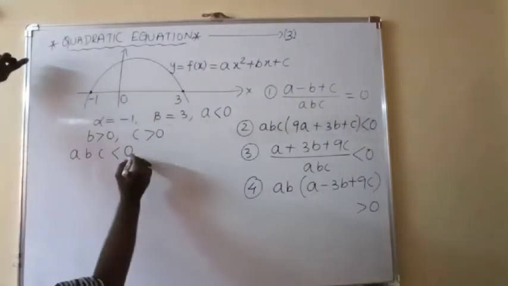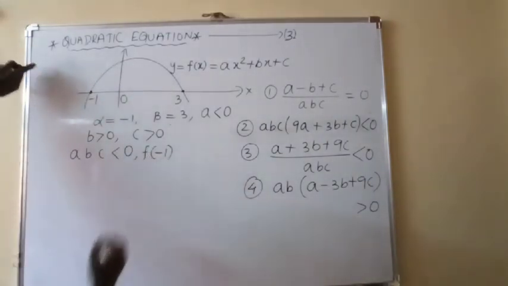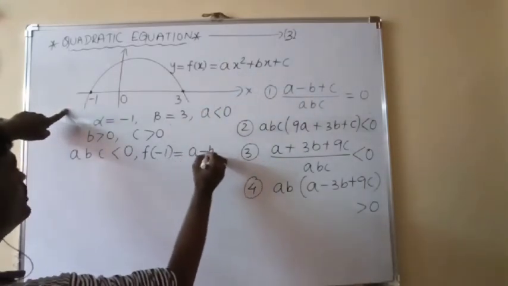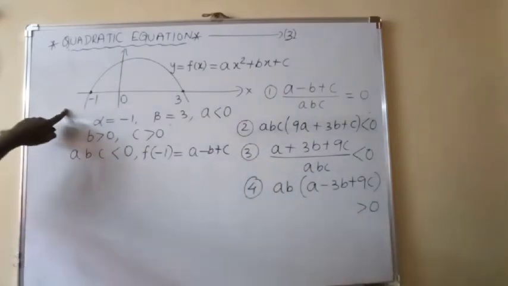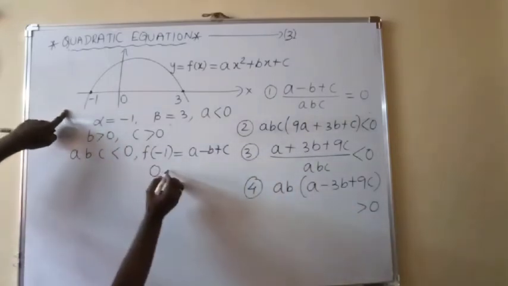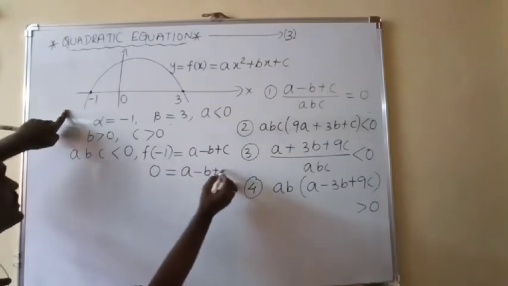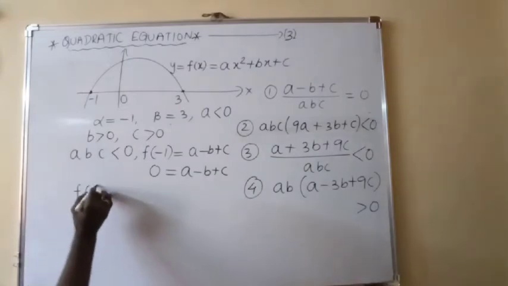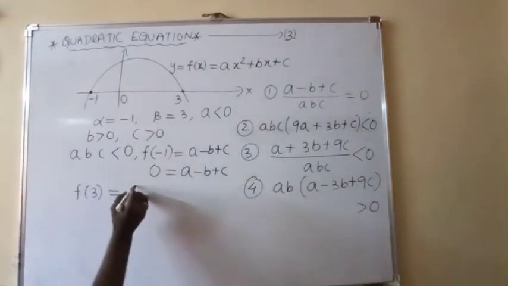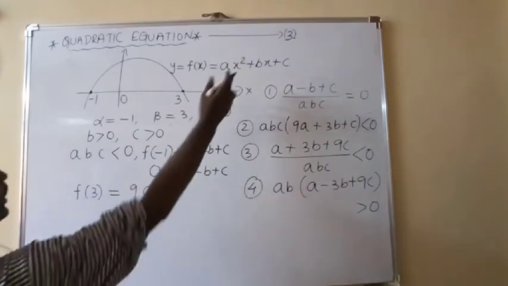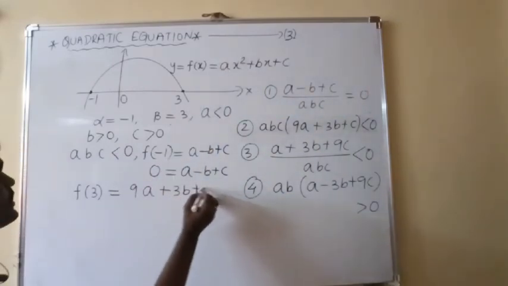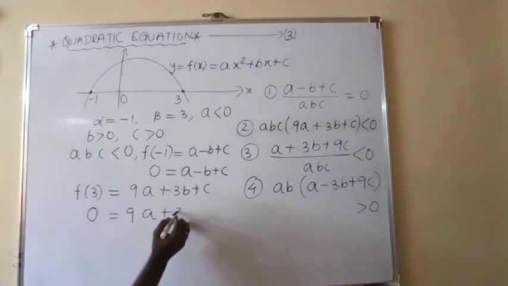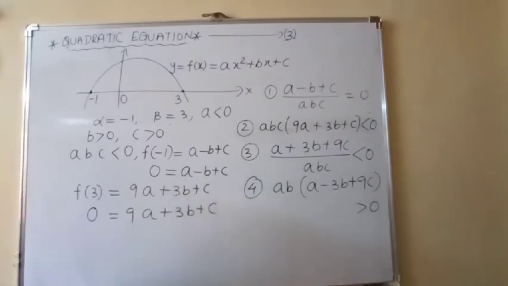And clearly what is f of minus 1? If you substitute x value minus 1, what you will get? a minus b plus c. Am I correct? But minus 1 is a root, then the f of minus 1 value becomes 0. a minus b plus c is 0. And what about f of 3? If you substitute 3 here, a into 3 square, 9a, b into 3, 3b plus c. But 3 is also a root. So f of 3 value is 0. That is 9a plus 3b plus c is equal to 0.